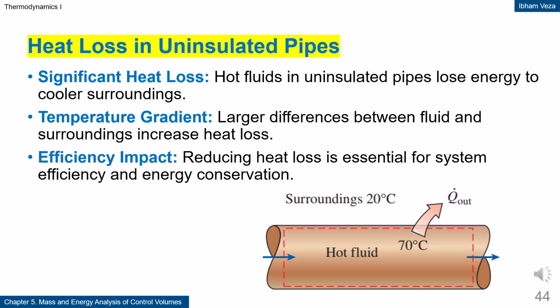Heat loss in uninsulated pipes. Uninsulated pipes will lose heat to the surrounding environment. The larger the temperature difference between the fluid and the surroundings, the greater the heat loss. This loss reduces the overall system efficiency.